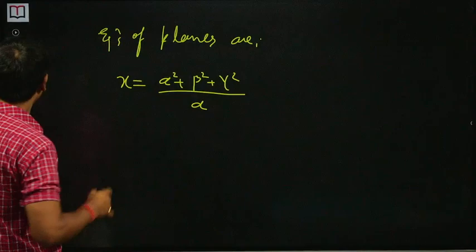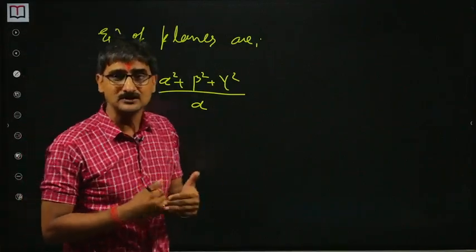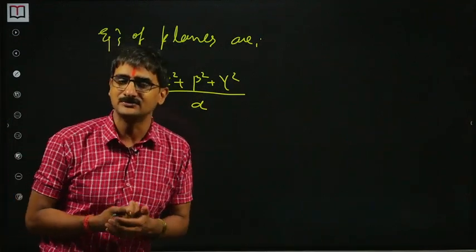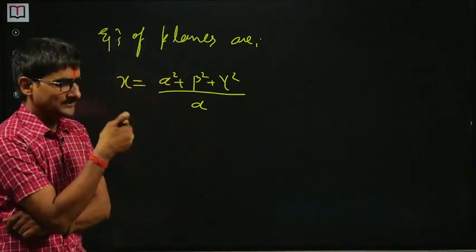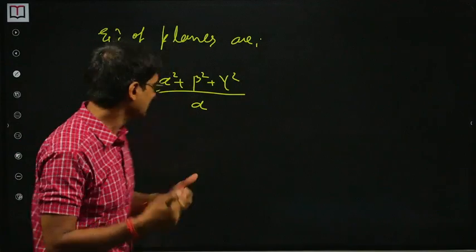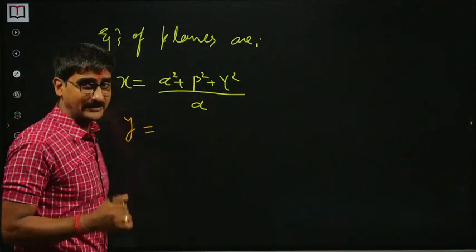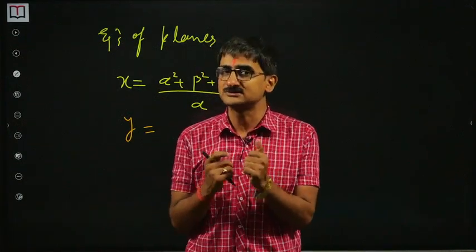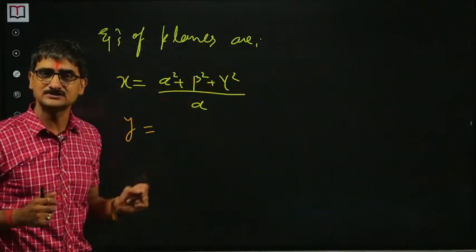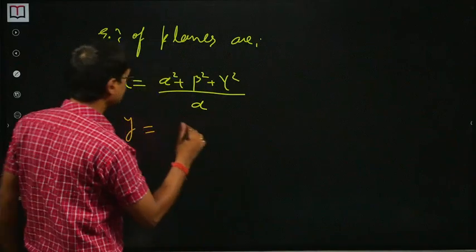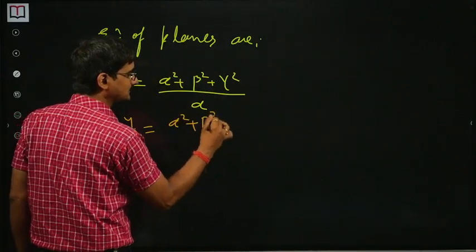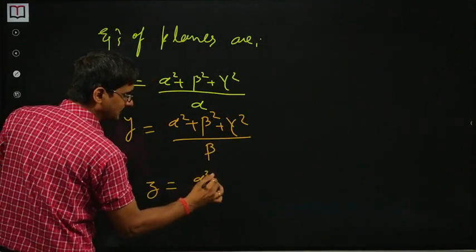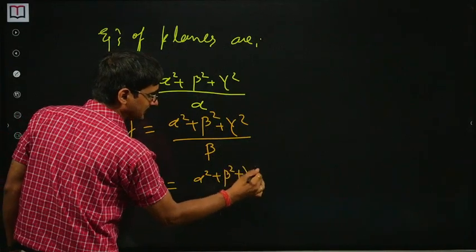So similarly, the equation of the plane passing through the point B, a point on the y-axis, will be parallel to which plane? It will be parallel to the xz plane. For any plane which is parallel to the xz plane, its equation is y is equal to constant. And since it is passing through the point alpha square plus beta square plus gamma square upon beta, we can assume its equation to be this. Likewise, the z coordinate will be alpha square plus beta square plus gamma square upon gamma.